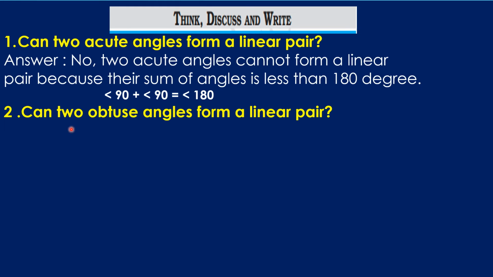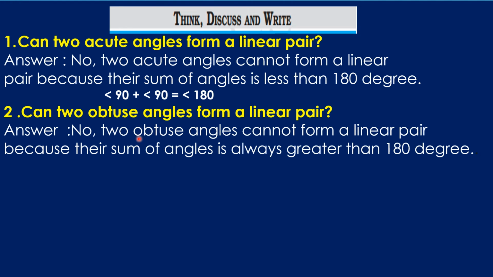The second question: can two obtuse angles form a linear pair? So here, what is the answer? Again, the answer is no. Two obtuse angles cannot form a linear pair because the sum of the angles is always greater than 180 degrees.